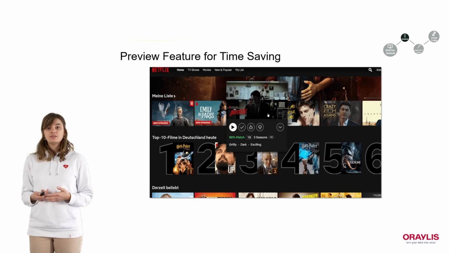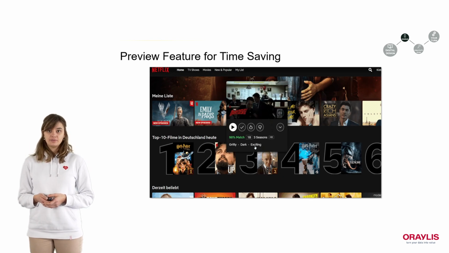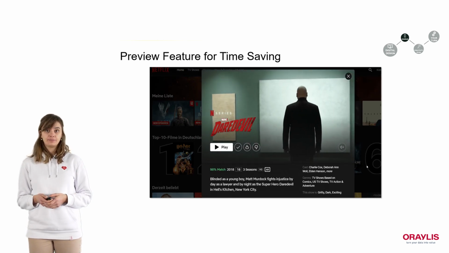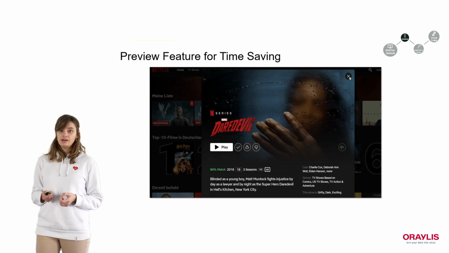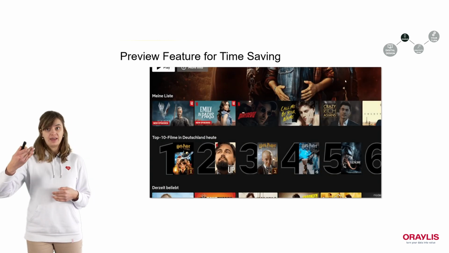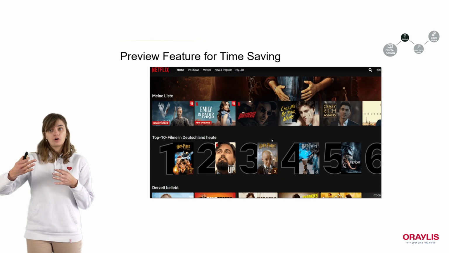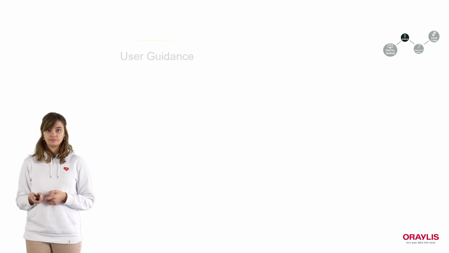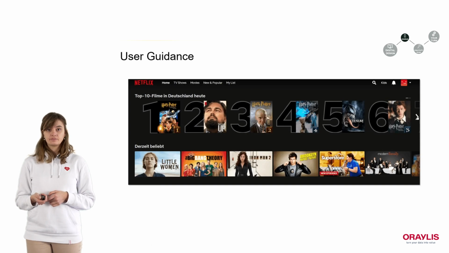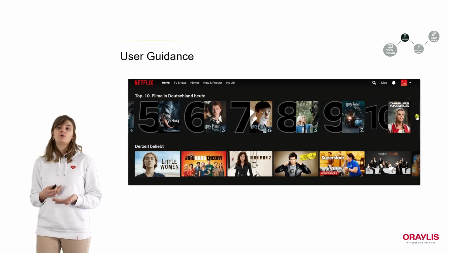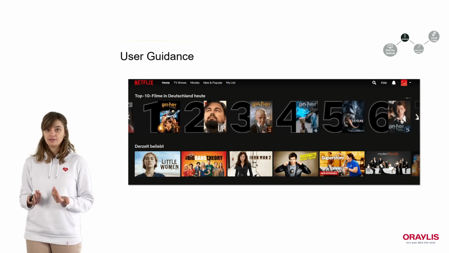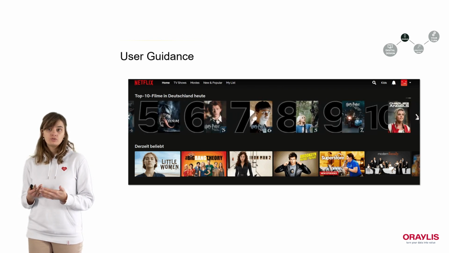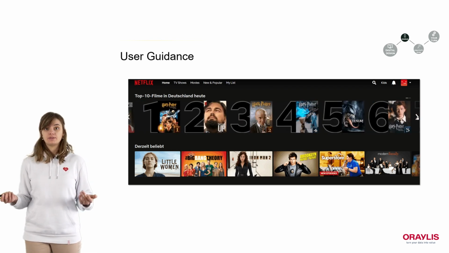The preview makes it possible to save time on the platform. The feature is simply activated by clicking on a movie tile. This aspect is very user-friendly because you don't have to jump to the next page to just get a quick overview of the selected information. With the top 10 list, the system also gives the user some guidance. The big numbers immediately tell you what you should focus on first or what you should watch first.